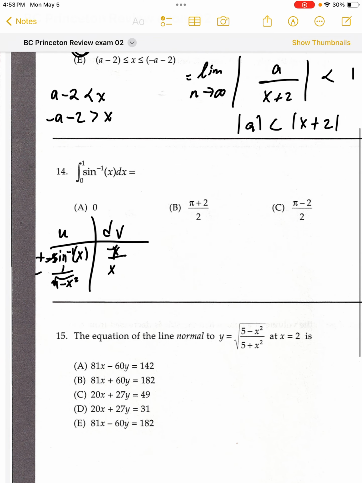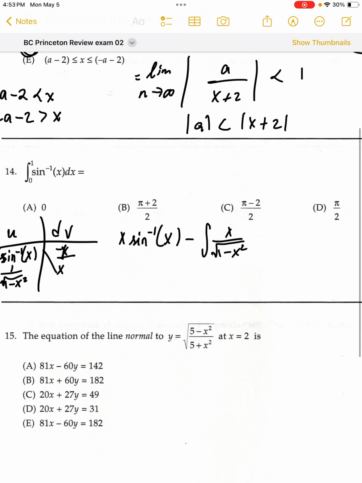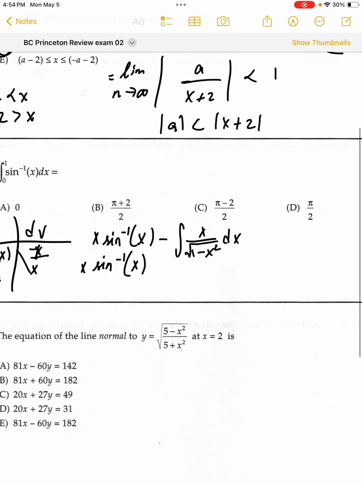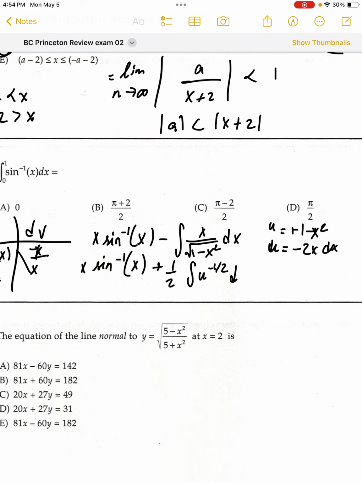So we'll have x sine inverse x minus the integral of x over square root 1 minus x squared dx. And then if we do a quick u substitution, right, we say u equals 1 minus x squared, du equals negative 2x dx. So negative 1 half u to the negative 1 half du, right?